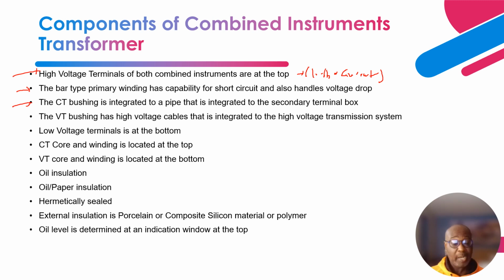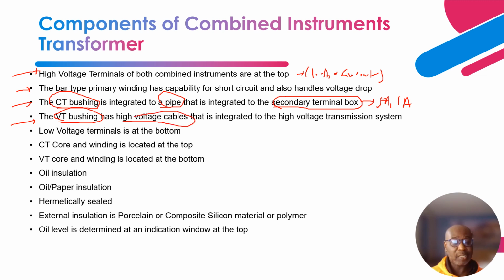Because it is a combined instrument transformer, it has both the CT bushing and the PT bushing. The CT bushing is integrated to a pipe that runs vertically, and that is integrated to the secondary terminal box. That is where you have your 5 amps secondary current or 1 amp secondary current, for you to integrate whatever revenue metering, voltmeter, or ammeter that you want to the secondary terminal box. It also has a VT bushing.